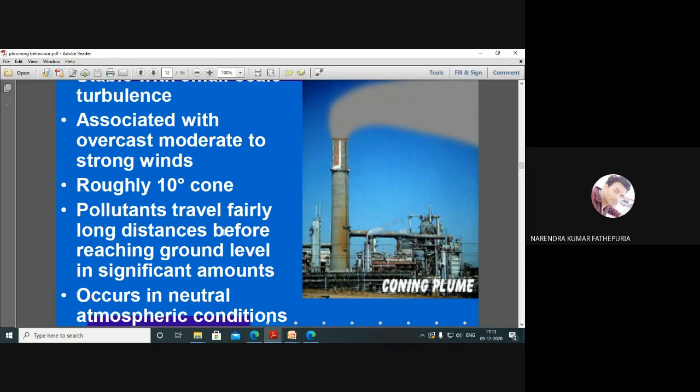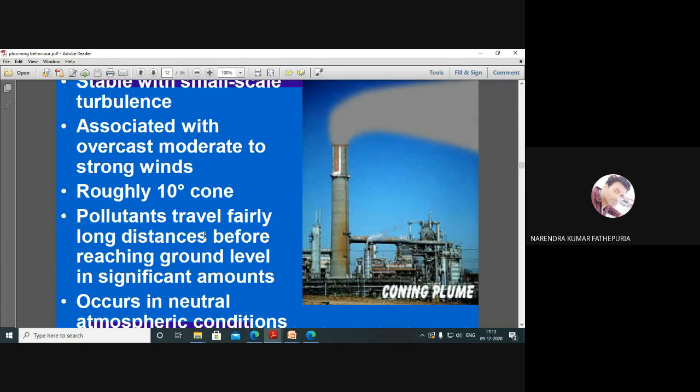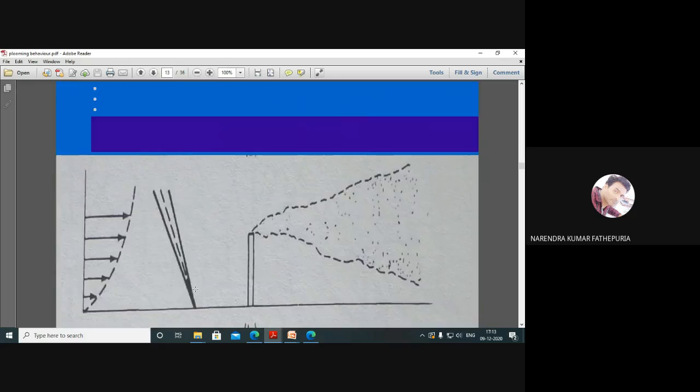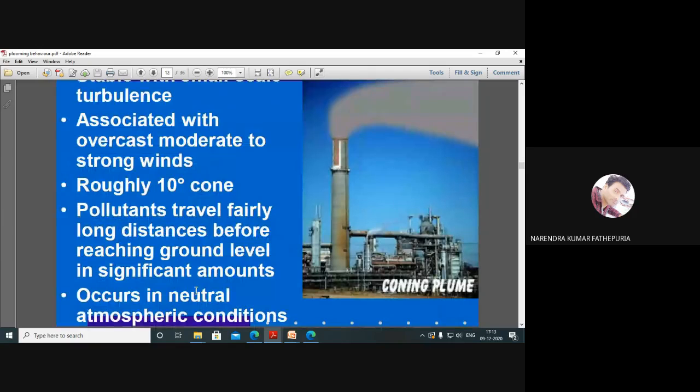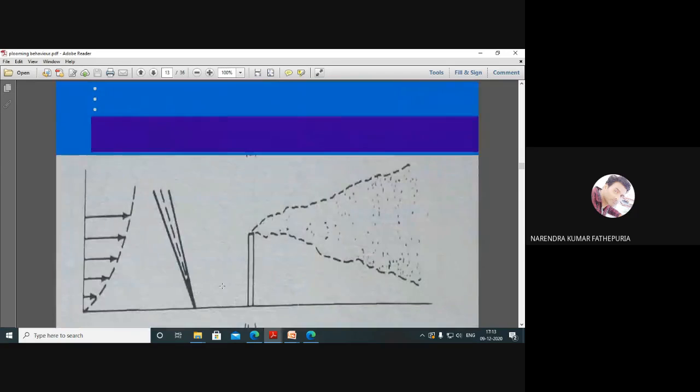Both will be equal. They coincide, right? So a 10-degree cone will be there. This condition will be highly stable. You see here, this is the conic condition. We have the adiabatic lapse rate and environmental lapse rate, the dry adiabatic lapse rate. Both the two things are coinciding here, ELR as well. So this is the conic. The neutral condition. What was the condition that we have taken for the environment? Neutral conditions.